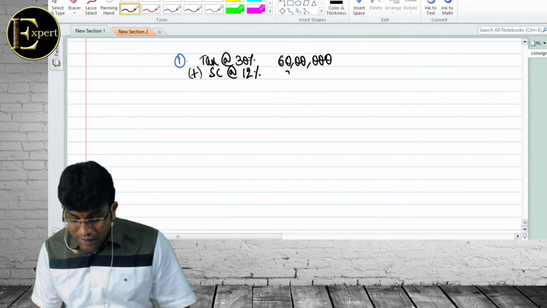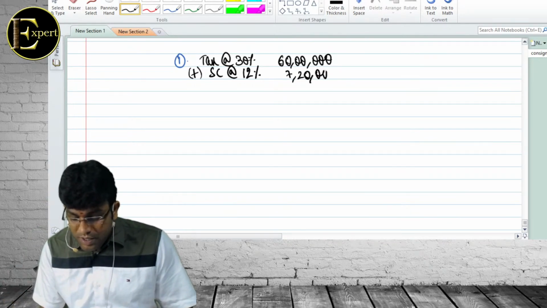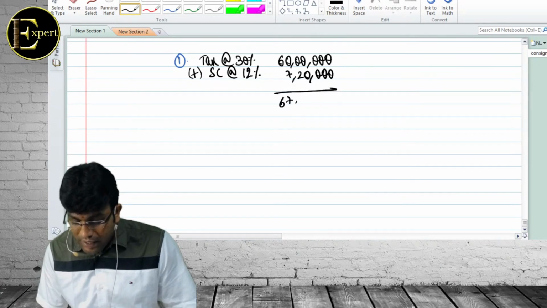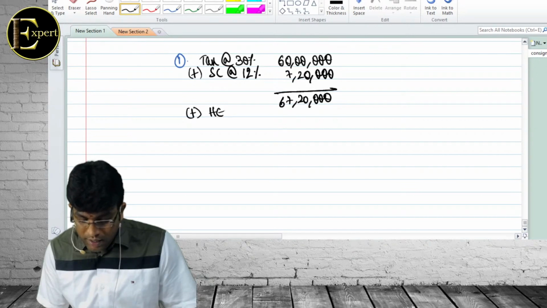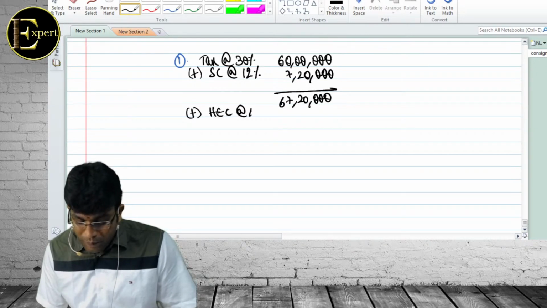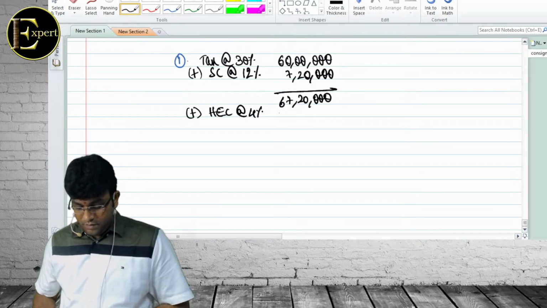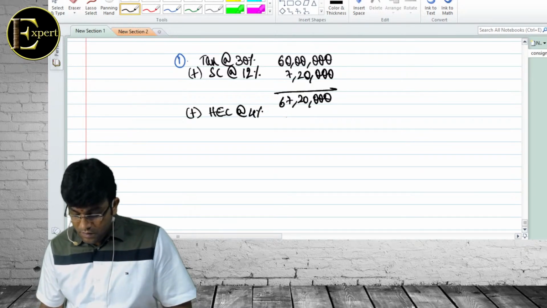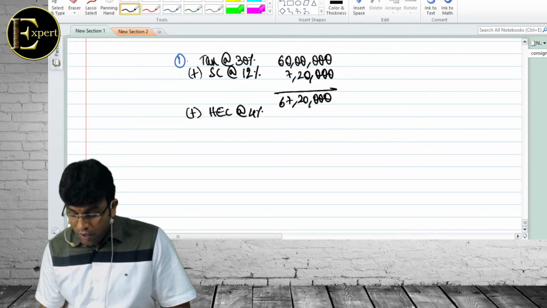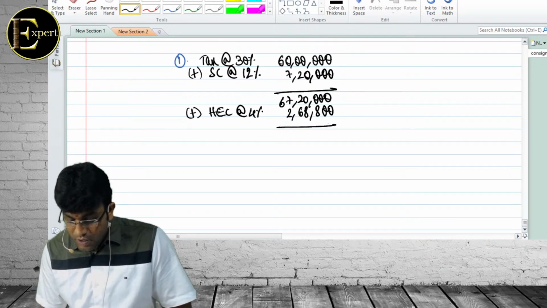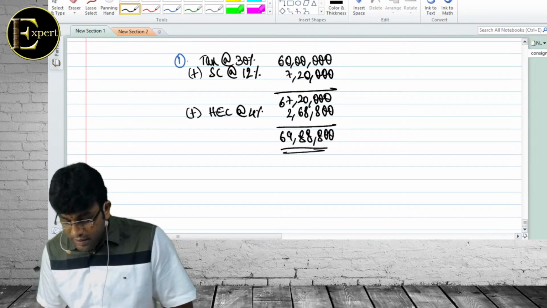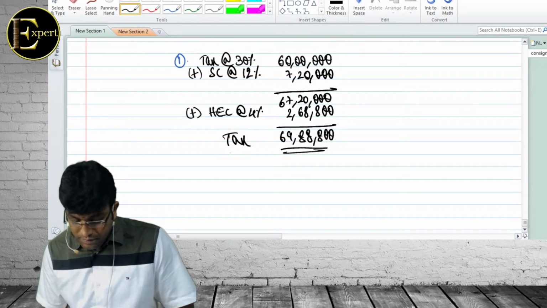ठीक है, 12% कितना हुआ? 7 lakh 20,000. Total, my dear friend, 67 lakh 20,000. What do we add to this? HEC at the rate of 4%. कितना बेटा 4%? नहीं 4% फिगर बोलो ना बेटा. 2,68,800. Total figure 69,88,800. That is the answer.